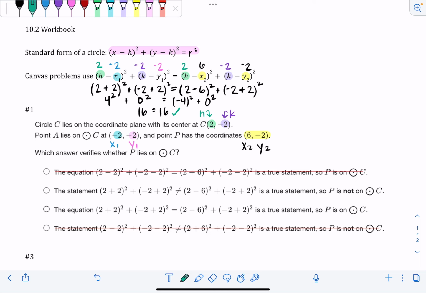So notice the only two differences between these two is one says they're not equal and one says they are equal. And we got two equal numbers, 16 equals 16. So we would choose the one that says that they are equal, and that point P is on circle C.